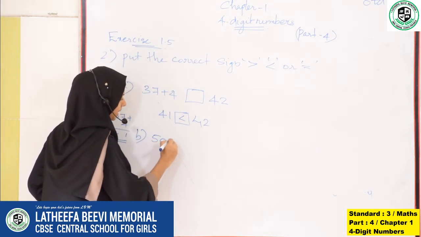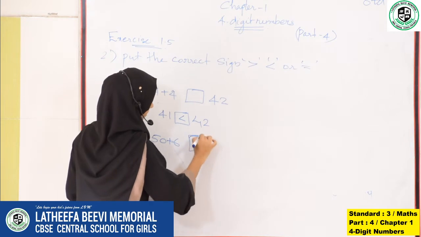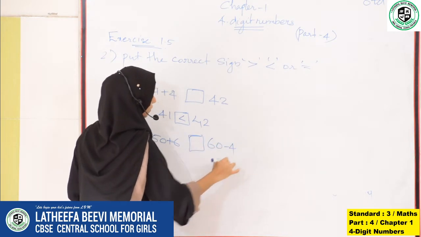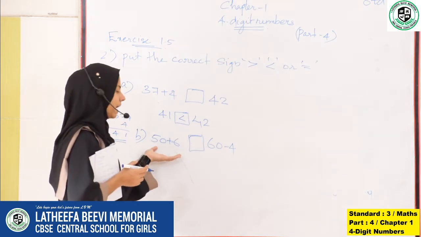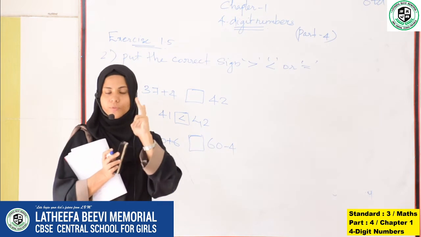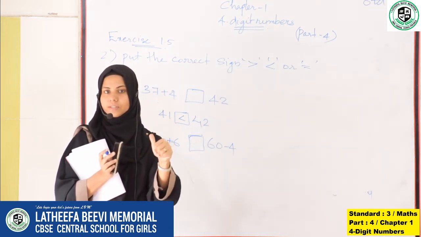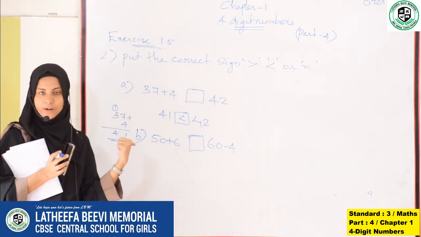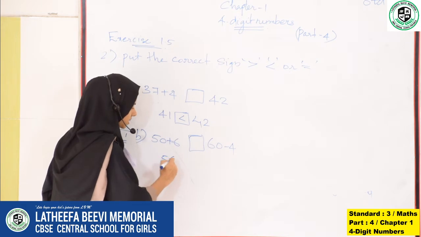50 plus 6 and 60 minus 4. What is the answer you got? When we add 50 plus 6, after 50 we count 51, 52, 53, 54, 55 and 56. What is the number you get when you add 50 plus 6? The answer is 56.